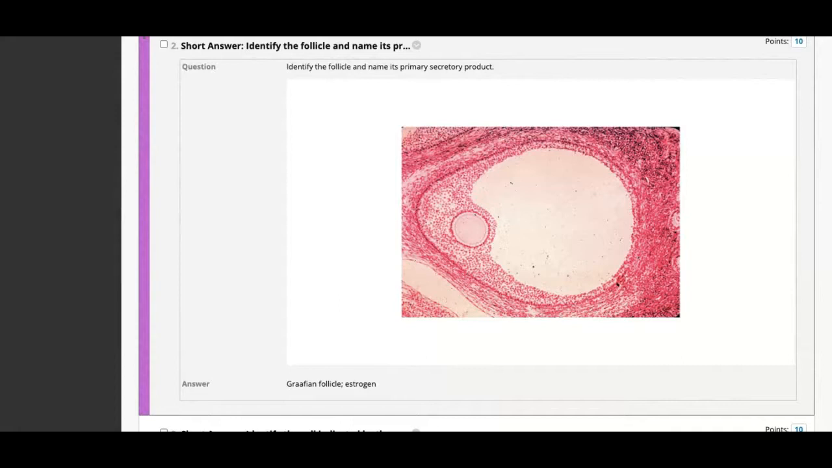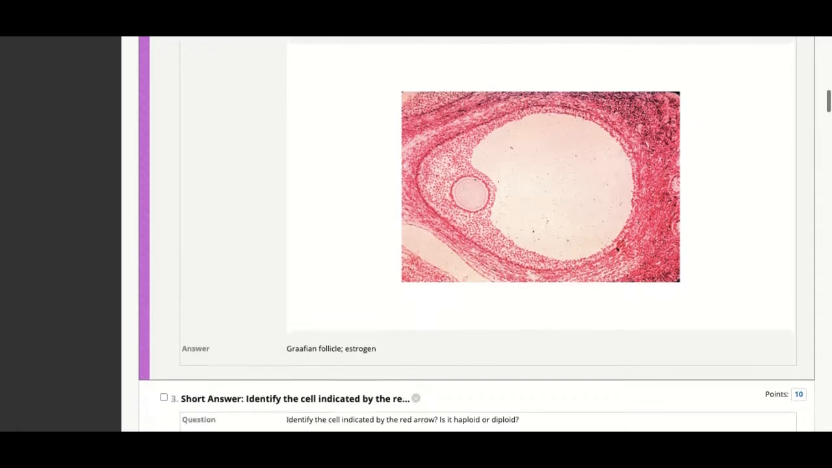Question number 2, identify the follicle and name its primary secretory product. This follicle is a Graafian follicle, and Graafian follicle secretes estrogen.